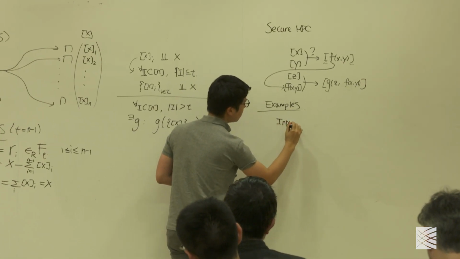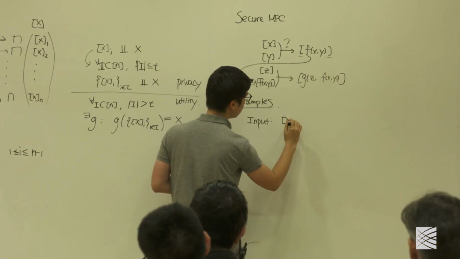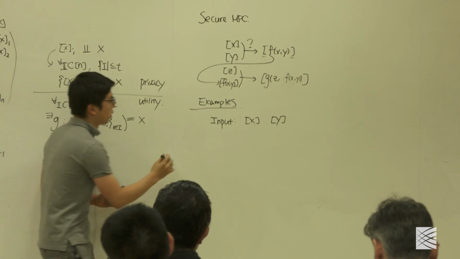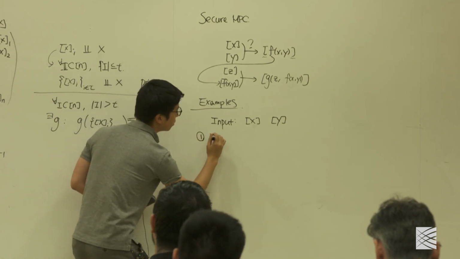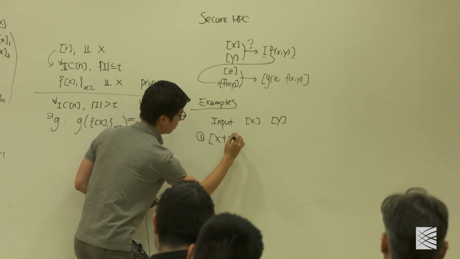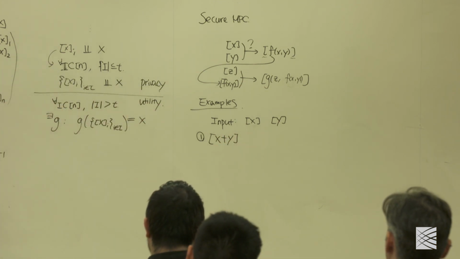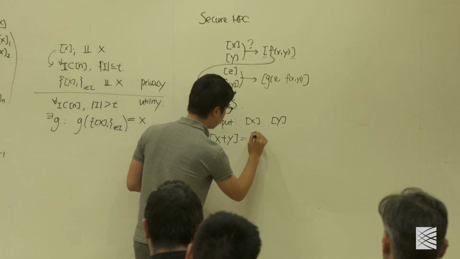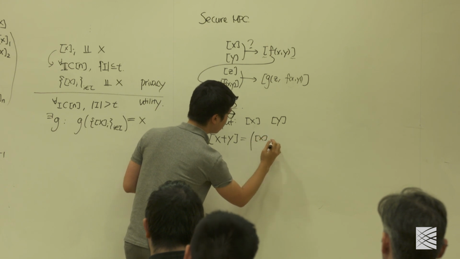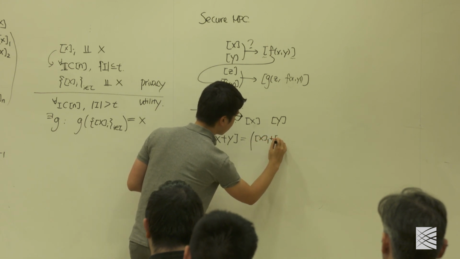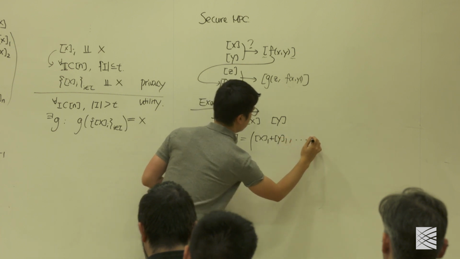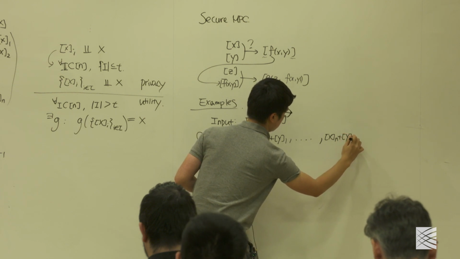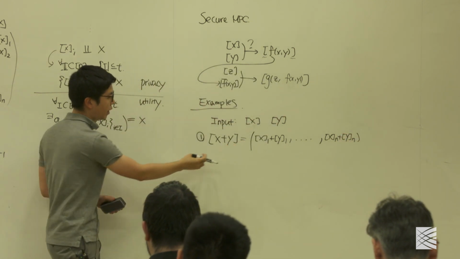Let's say that for the input, we have two secret numbers, x and y, and they are secret shared with the parties. So what would we do if we wanted to compute the sum of these two private numbers? This is actually fairly simple to do. You just have each party compute the addition of their respective shares. And this will be a valid secret sharing of the sum x plus y.